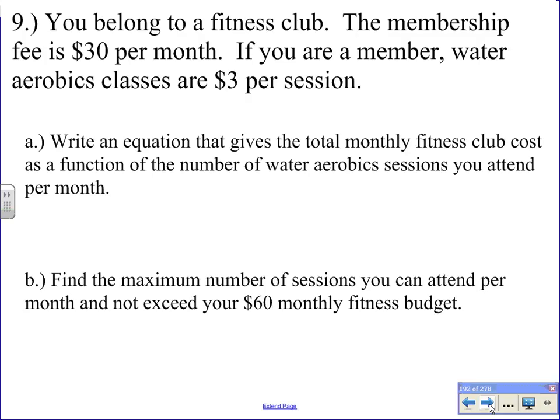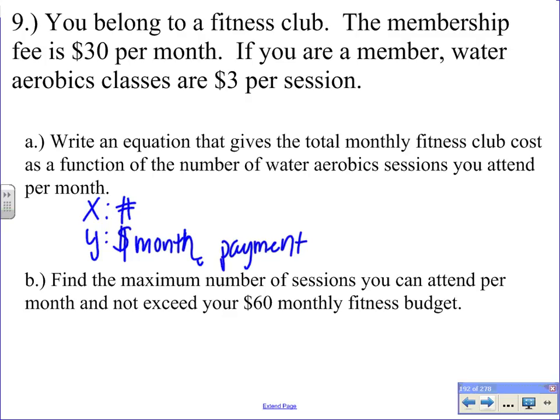Mike? Y should be the monthly payment. Okay, so the cost of the monthly payment, for 1 month, they just want us to find 1 month. And what should X be? Josh? Alright, so the number of water aerobics classes.